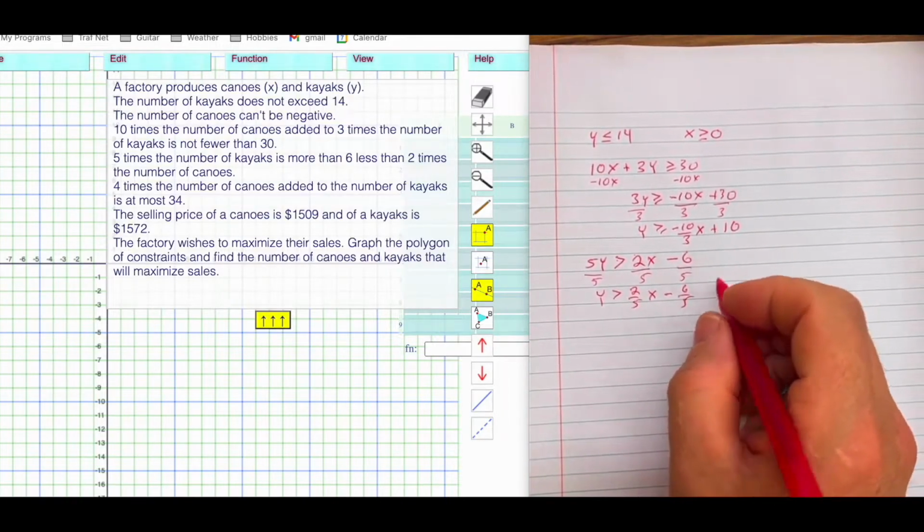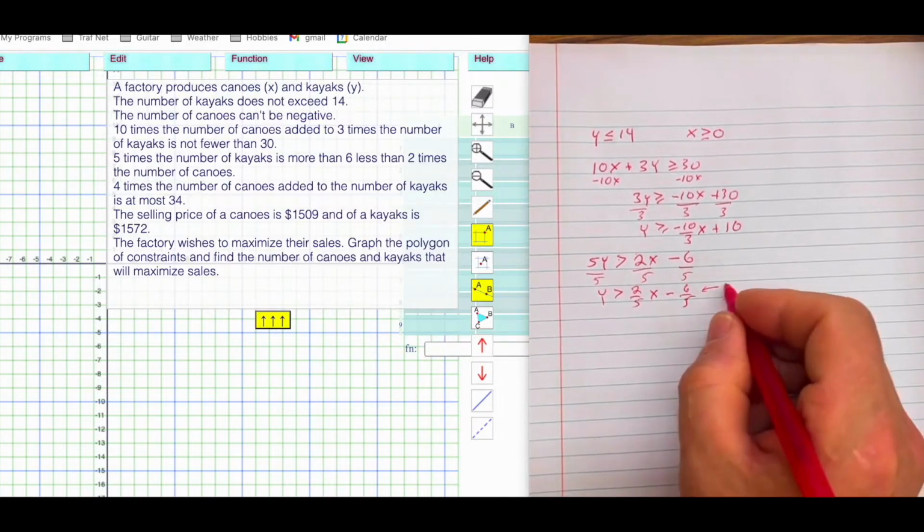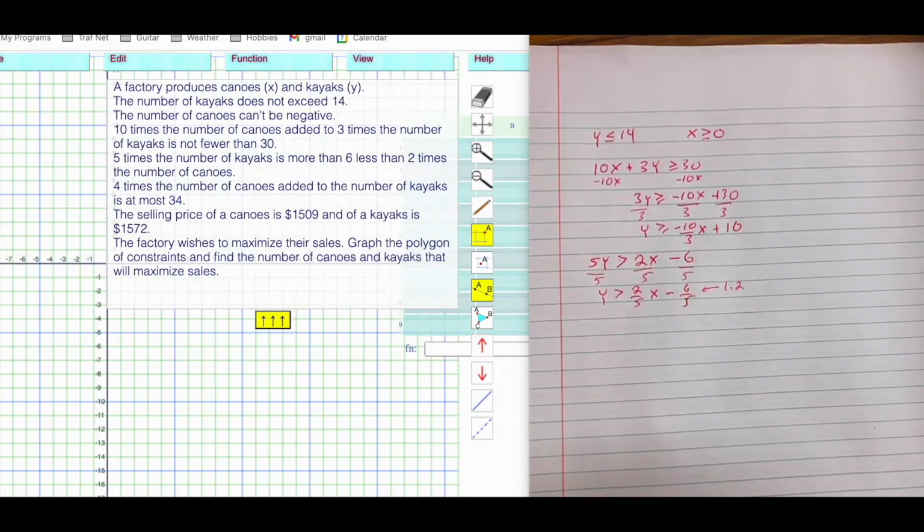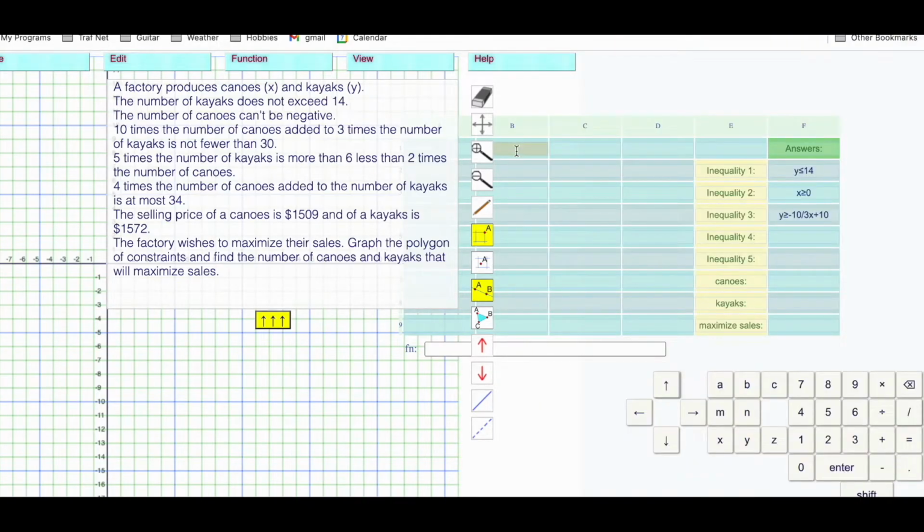6 divided by 5, well, 60 divided by 5 is 12, so 6 divided by 5 is 1.2. You can do that in your calculator, on your spreadsheet. In the spreadsheet, if I wrote equals 6 divided by 5 and return, there's the 1.2. Y is greater than 2 over 5 x minus 6 over 5, or you could have written minus 1.2. Either one is acceptable.